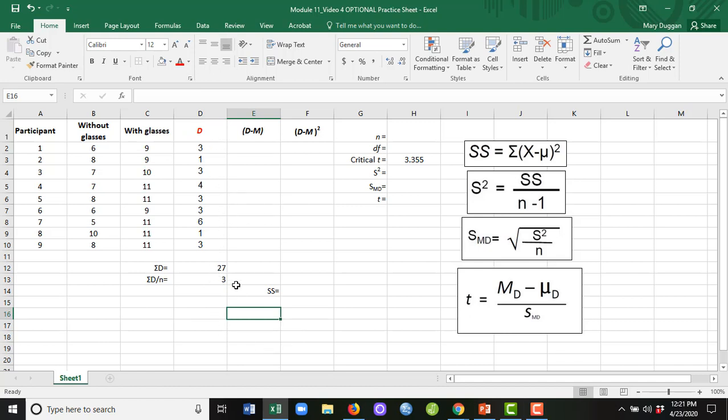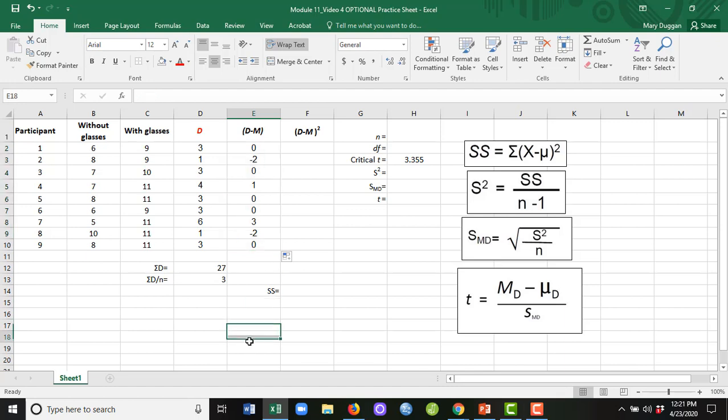Now that I have the mean of the difference scores, I can figure out this sums of squares. Now your sums of squares formula is the sum of each score minus the mean squared and added up. Well, just substitute that letter D right here for the score. D is our score. So here we go. Let's take our first score and subtract the mean of 3. And I'm going to do that for all of the rest of the scores.